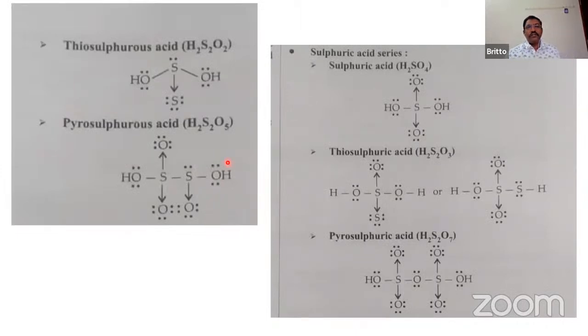And here in this thiosulfuric acid, we are going to replace one of the oxygen with sulfur. Once you know sulfuric acid, thiosulfuric acid is easy, because you remove one of the double bond oxygen and put sulfur. So in thiosulfuric acid, there is a sulfur double bond.